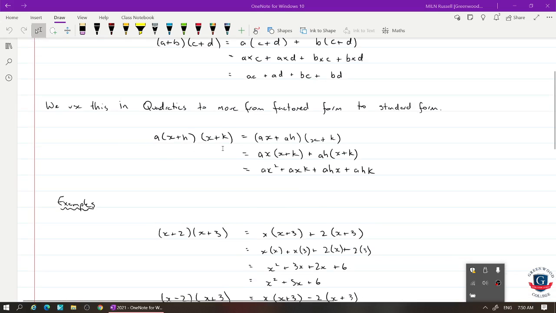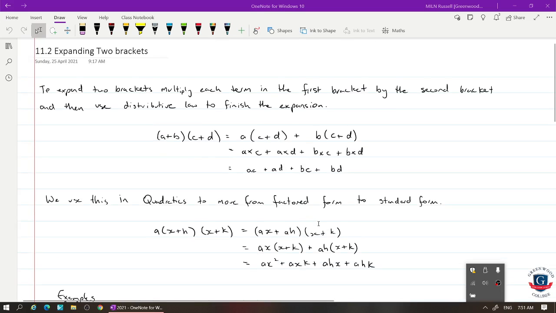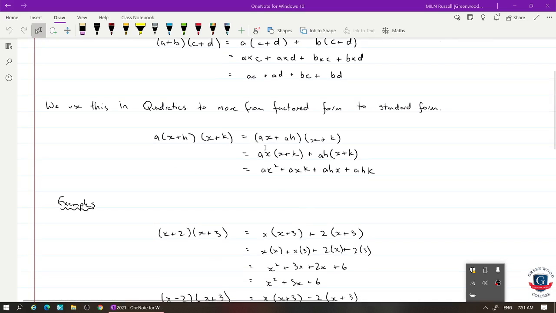So if we made it into a quadratic in factored form, here's a quadratic expression in factored form. The only difference is we now have an a out the front. So all I'm going to do is multiply the a into one of the brackets. So that becomes ax plus ah, that's here. And now it just looks like this expression here. And then we multiply the parts out.